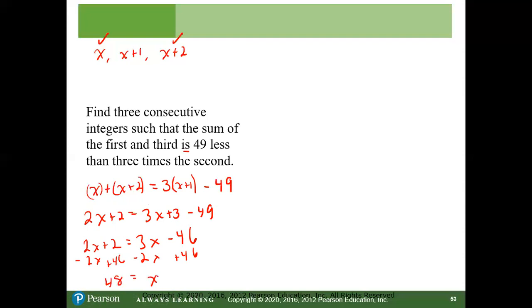So we have found the first integer. We found this one is 48, which means this one's 49. And the next one is 50. All right. So 48, 49, and 50, because those are the 3 consecutive integers that satisfy the situation.